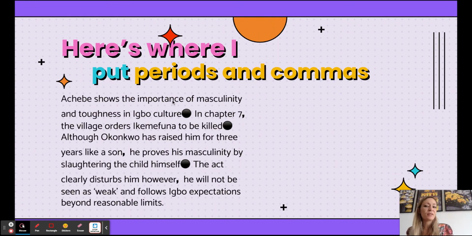Achebe shows the importance of masculinity and toughness in the Igbo culture, period. In chapter 7, comma, the village orders Ikemefuna to be killed, period. Although Okonkwo has raised him for 3 years like a son, he proves his masculinity by slaughtering the child himself, period. The act clearly disturbs him. We could have a comma here too. However, he will not be seen as weak and follows Igbo expectations beyond reasonable limits.